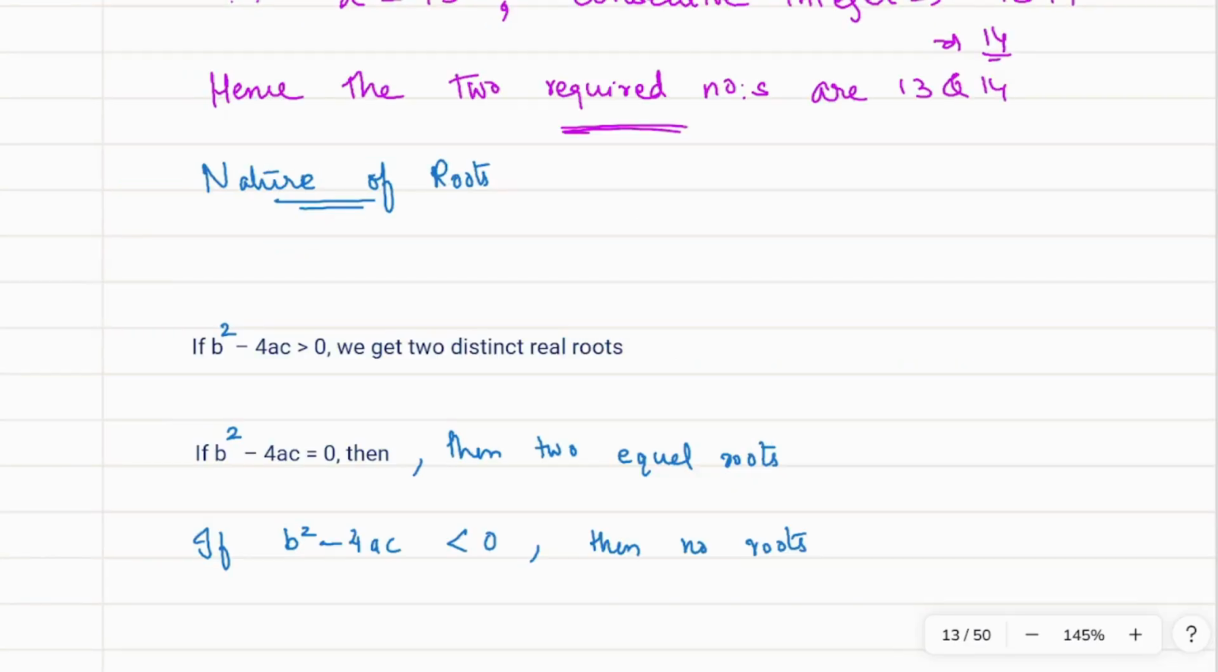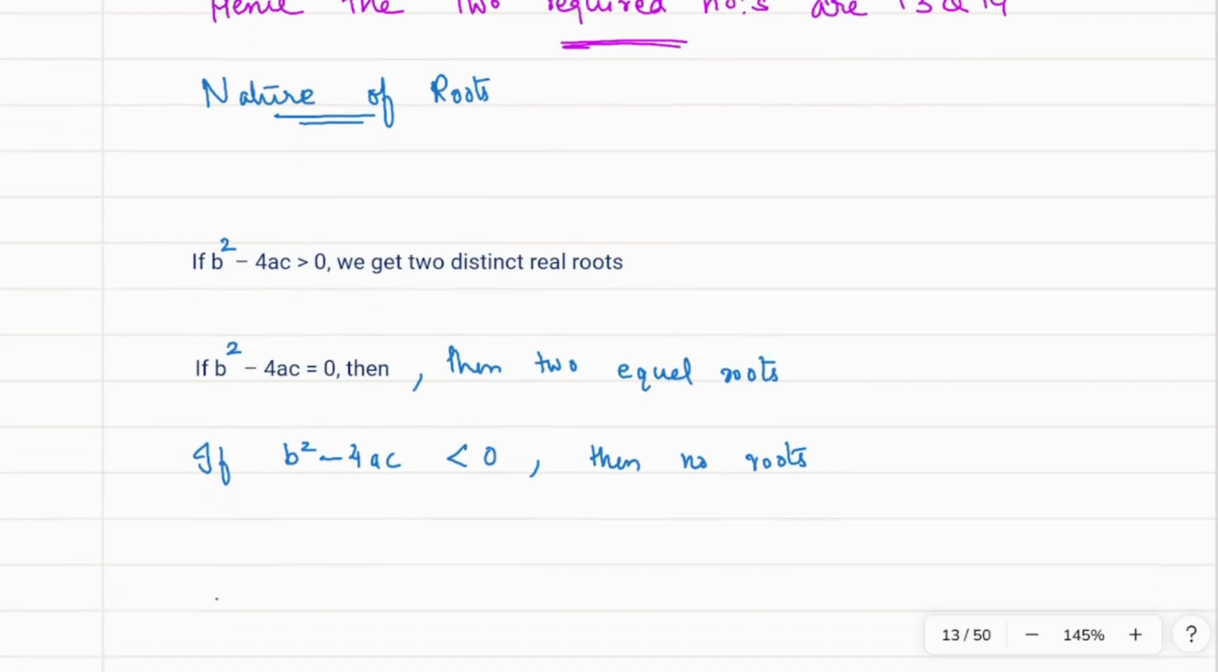Now let's learn about the nature of roots. We have learned that our general equation is ax square plus bx plus c equal to 0. From here, a is the coefficient of x square, b is the coefficient of x, and c is the coefficient of x raised to 0.